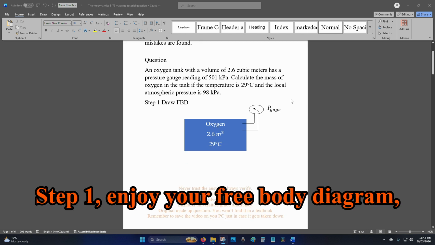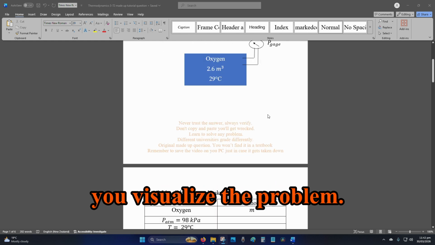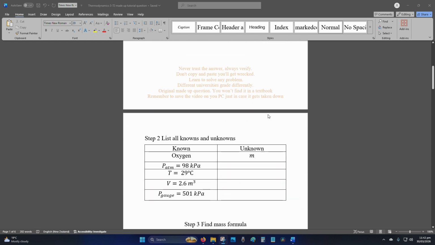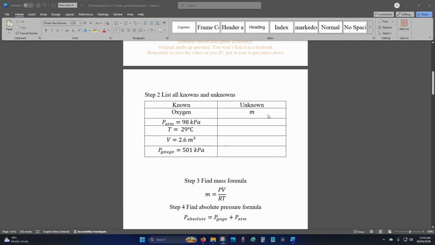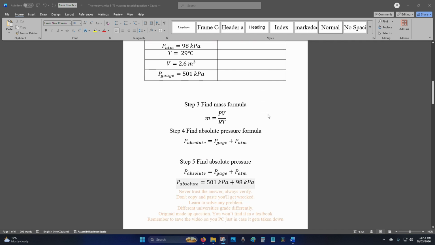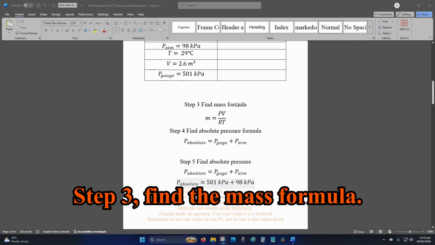Step 1, draw your free body diagram, your FBD. This will help you visualize the problem. Step 2, list all the given variables, find the unknown. Step 3, find the mass formula.